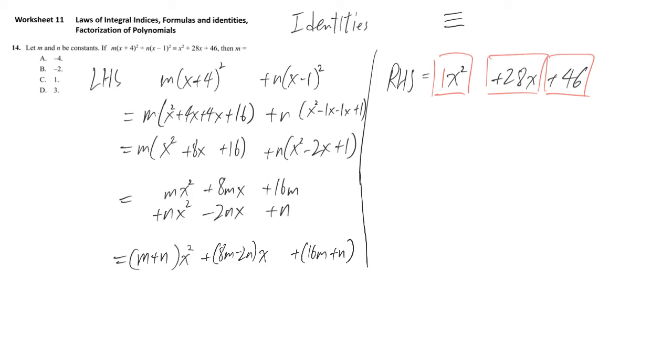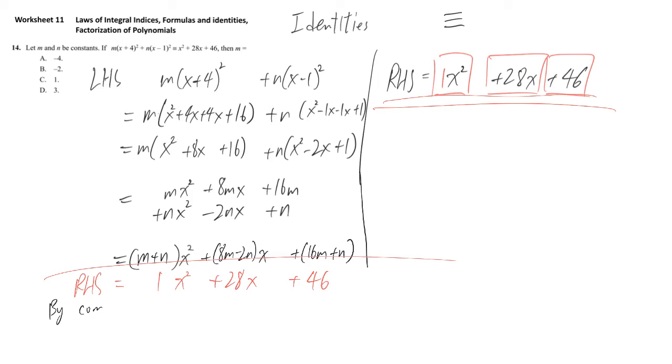Now we can easily compare with what we have on the right hand side. I copy it down once again. The RHS is 1x squared plus 28x plus 46. So we can draw our conclusion. Our conclusion is by comparing coefficients.